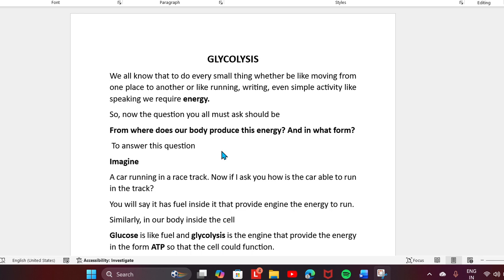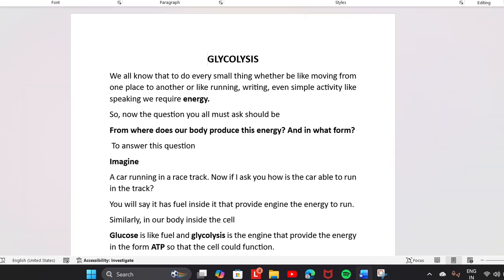To answer this, let's imagine a car running on a racetrack. If I ask you how the car is able to run on the track, you will say it has fuel inside it, right? So it provides the engine the energy to run. Similarly, in our body, inside the cell, glucose is like fuel, and glycolysis is the engine that provides the energy in the form of ATP so that the cell can function.